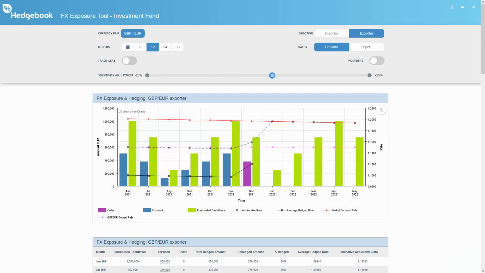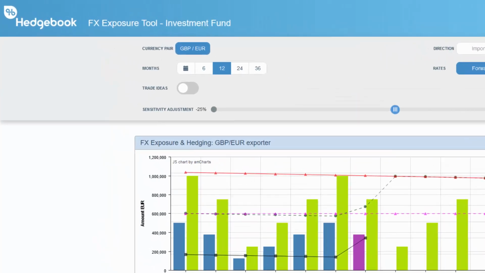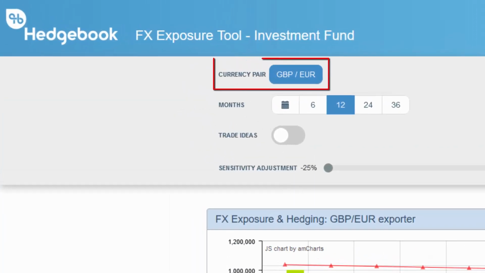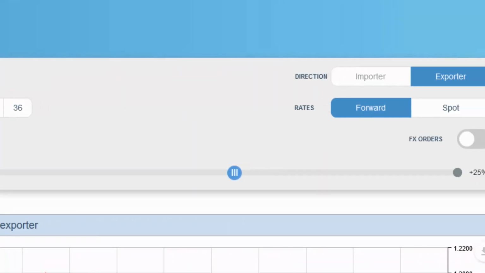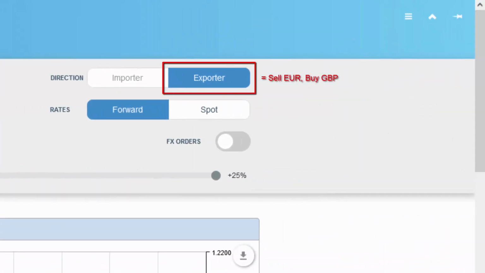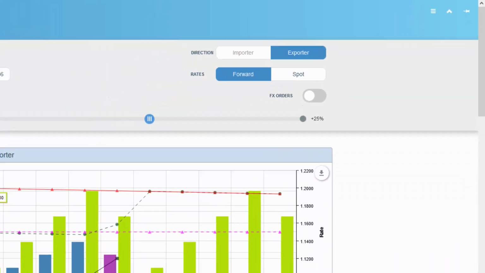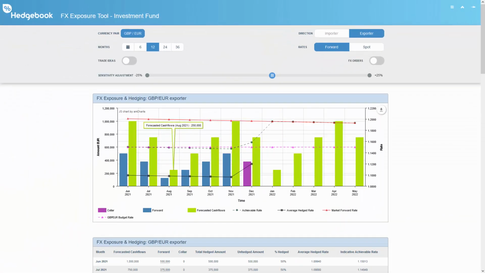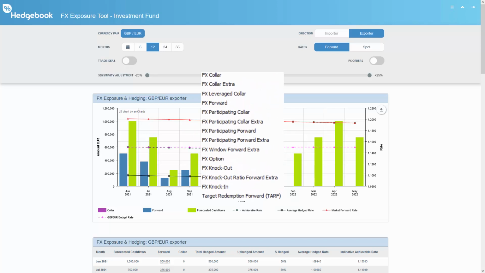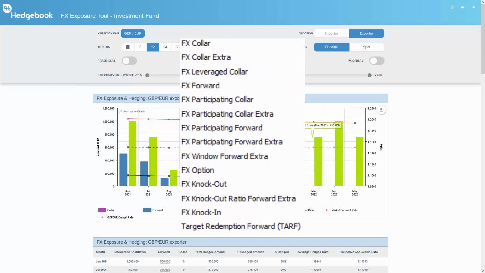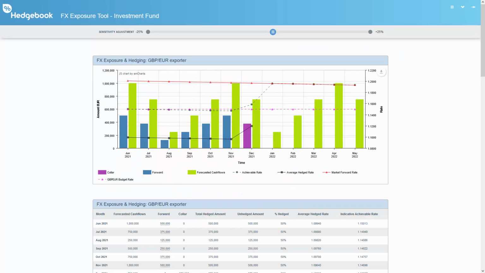Let's start with our world-first interactive exposure tool. This example assumes you are a UK-based firm receiving an income stream from existing European investments. In other words, you are converting euros into sterling. The tool can be set up to accommodate any combination of base and counter currency. Here the euro income is represented by the green bars, and we clearly see how much hedging is in place and with which instrument. Common products are FX forwards and collars, as shown in this example, but Hedgebook supports a broad selection of other option-based products, including path-dependent structures where the hedged amount, rate, or both can change under different market conditions.